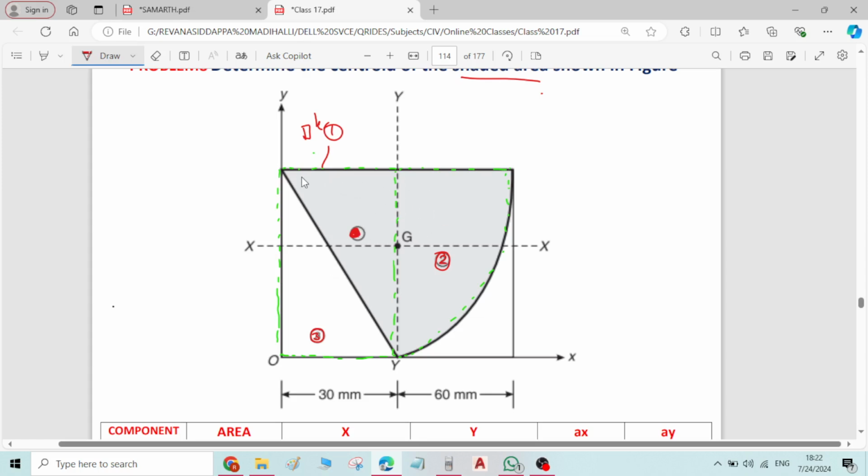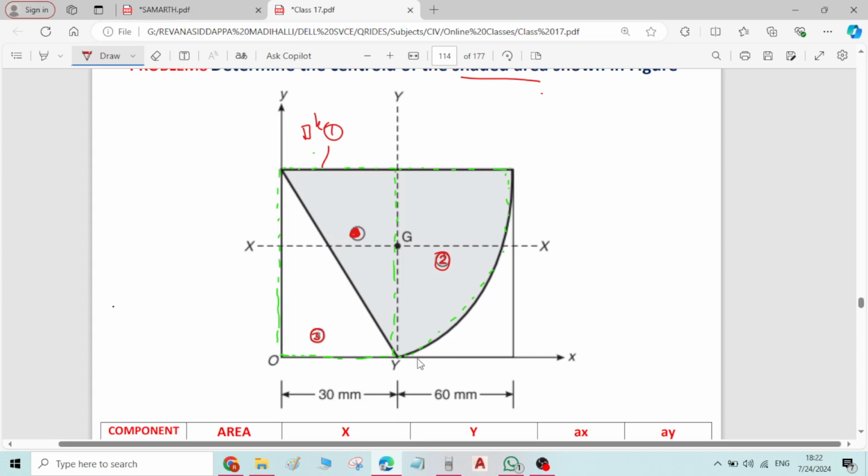I repeat once again, to get the area of shaded portion, area of this rectangle plus area of this quadrant of the circle minus area of right angle triangle. So there are three components in this problem: rectangle 1, quadrant of the circle 2, and right angle triangle 3. Then coming to the dimensions, the base width of the triangle is known, but the height of the triangle is not given in the problem. We have to find it.